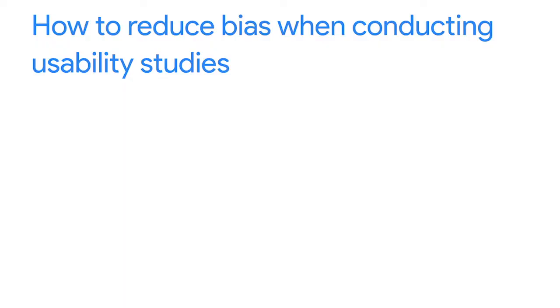Each of these biases can have a tremendous impact on the data you collect during a usability study. So how can we reduce bias? Well, the first step you can take to reduce bias when conducting a usability study is to identify and admit your own biases. So, besides identifying them, what else can we do to avoid biases?